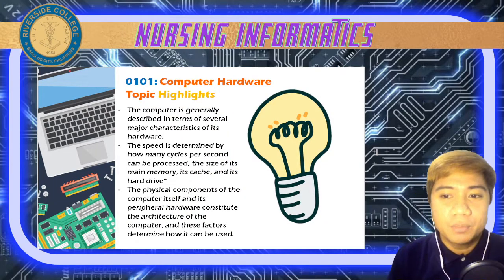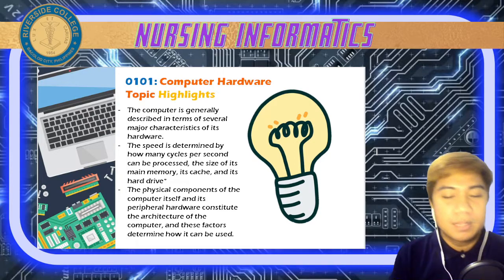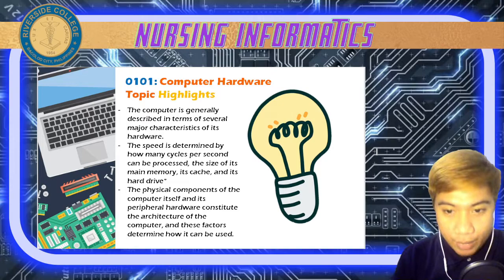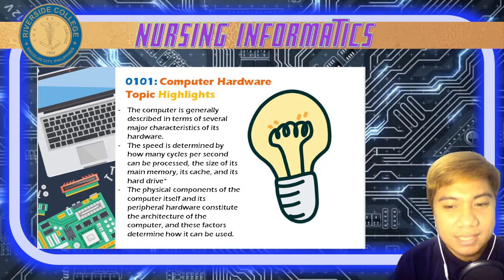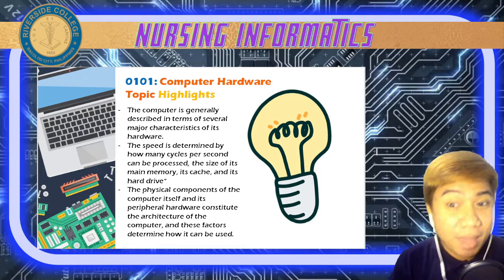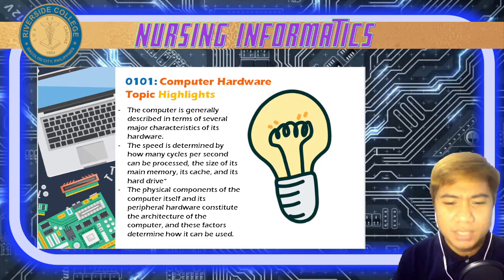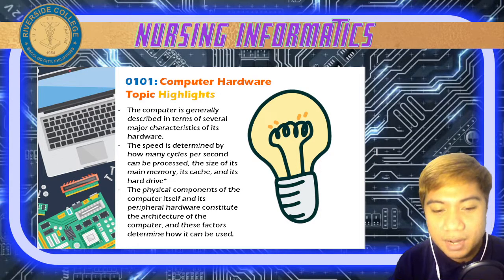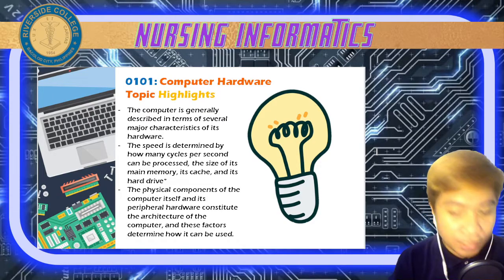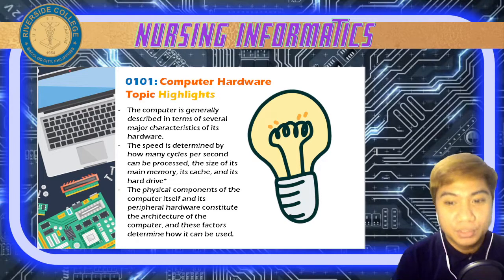We discussed your computer hardware class, wherein your computer is generally described in terms of several major characteristics of its hardware. The speed is determined by how many cycles per second can be processed, the size of its main memory, its cache, and its hard drive. All these factors combine to determine how many programs and data can be permanently stored on the hard drive and how fast the computer can run programs. In turn, these factors determine what kinds of work the user can do with the computer.